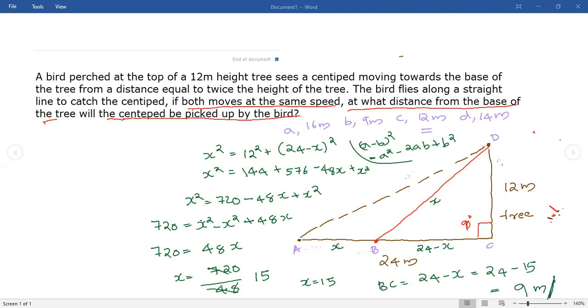9 meters. Whether it is clear? Hello? Sir. Come on. It's clear or not? Yes, sir. Okay. I hope it is clear for all. Yes, sir.